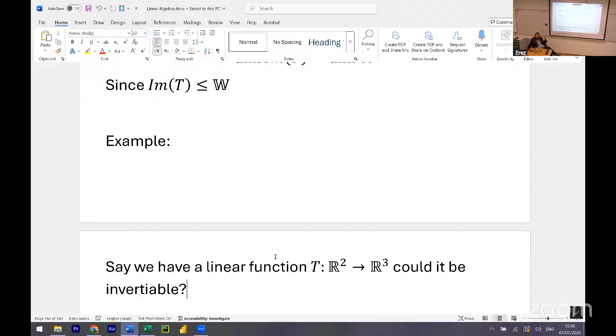So, Thomas, you said no. Why? Because the matrix necessary would need to be square. Oh, that's a nice answer. Thomas says, since the only invertible matrices are the square matrices, and the matrix here will be 3 by 2. Yeah, you are correct.